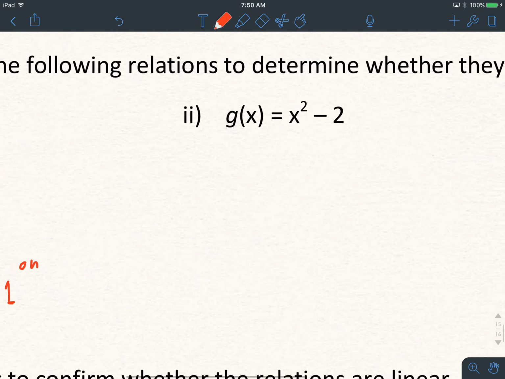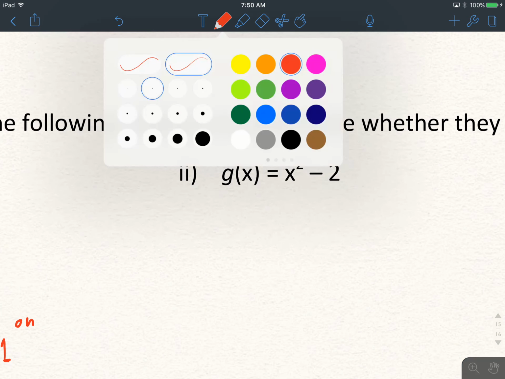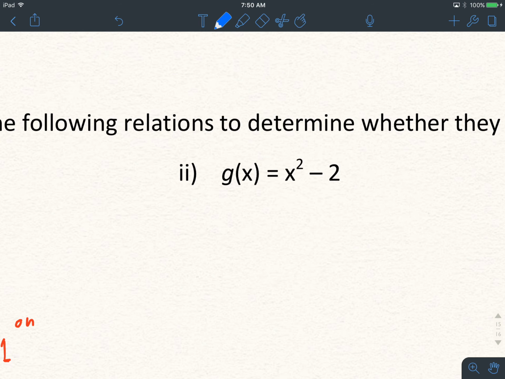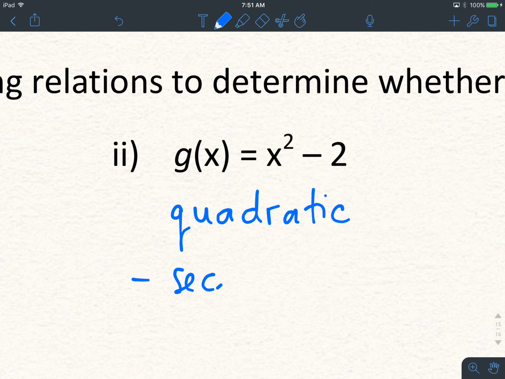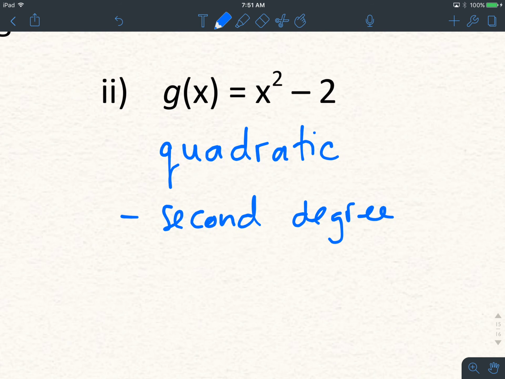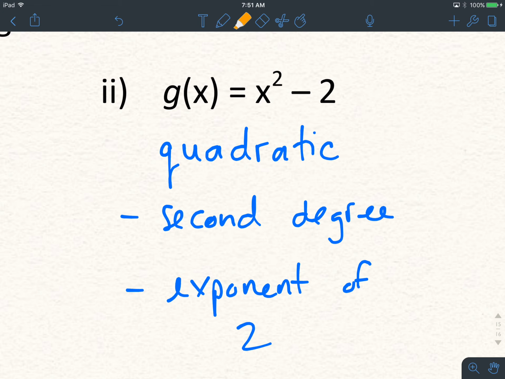Let's look at our second one, g of x equals x squared minus 2. This one is going to be quadratic, and I know that because the largest exponent on any of the variables is 2. So we call this a second degree function. I'm going to shortcut it because I don't want to spend all of my time writing, but the largest exponent that you will see on any of the variables will be 2. There it is, just hanging out above the x, our squared. So that's going to be quadratic.